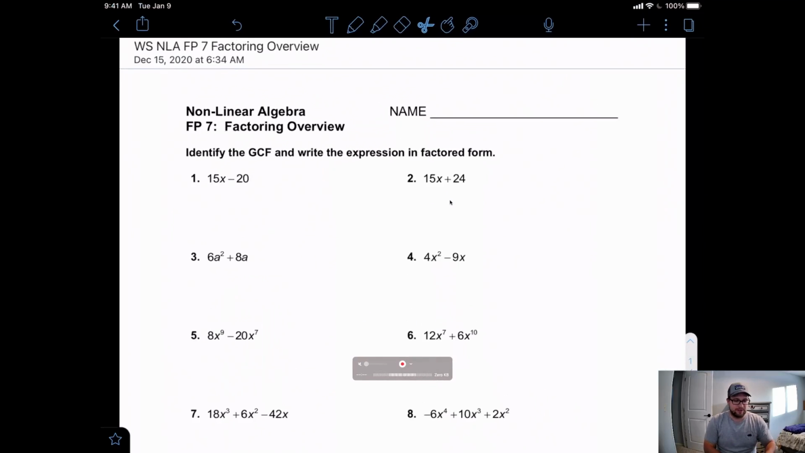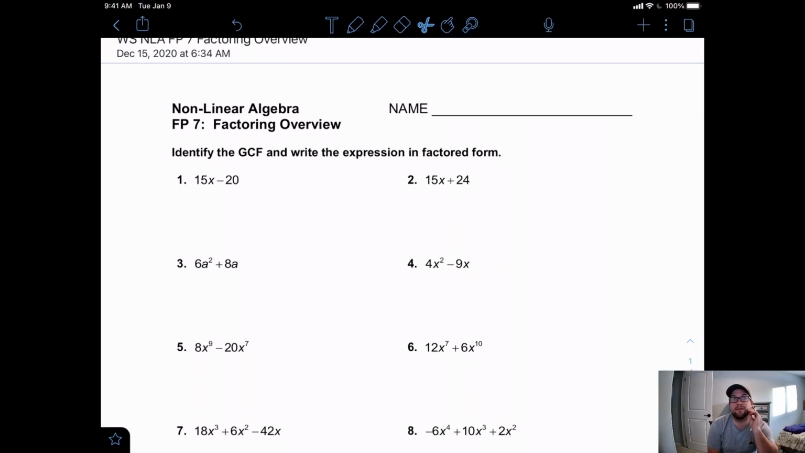Today we're going to be talking about FP7. This is our factoring overview, so there's not going to be any new material today. Today's going to be kind of all about pulling back ideas that we have discussed in the past, right?